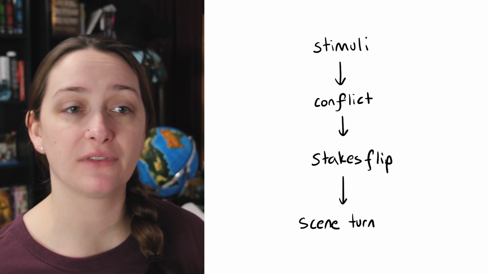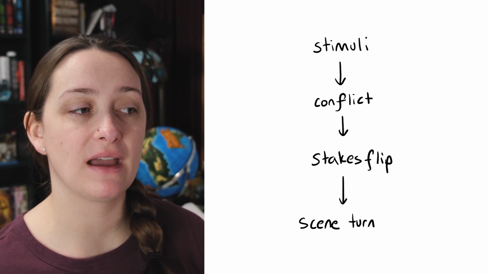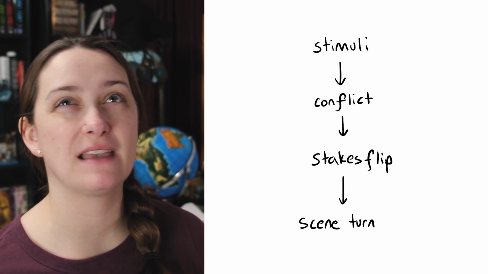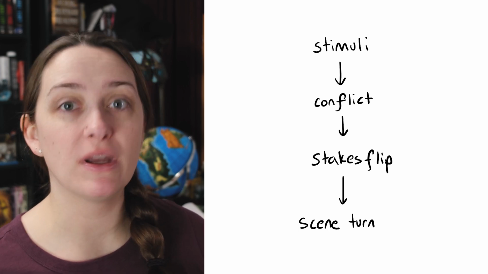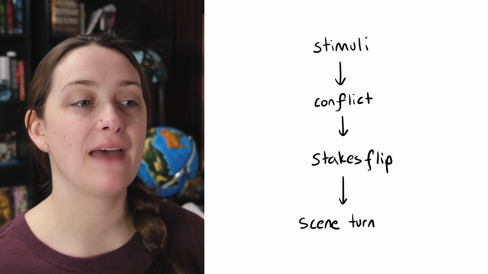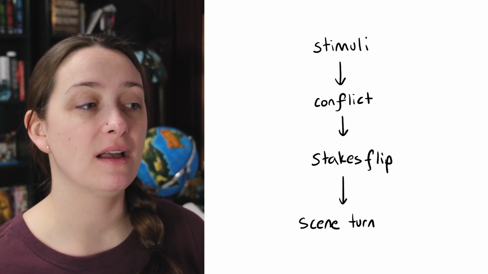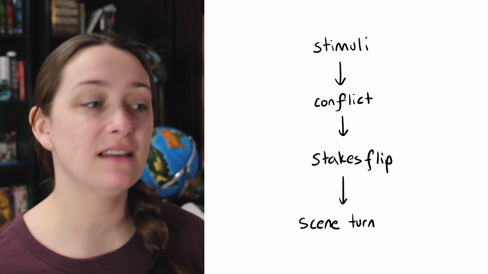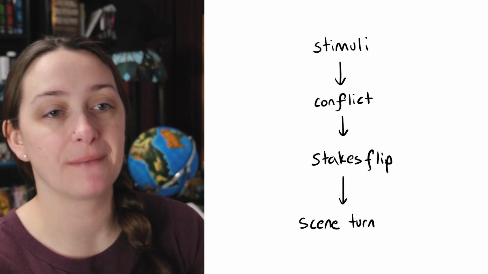And then you have a stakes flip. And this isn't always in there, and sometimes it just stays on the same side, but they go from winning to losing, or losing to winning, or losing to really losing, right? And then you have the scene turn, where something happens at the end of the scene that will help turn it to the next one, right?